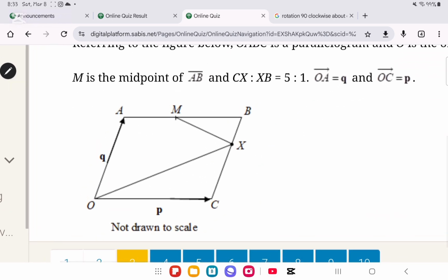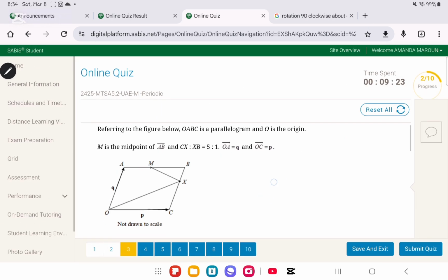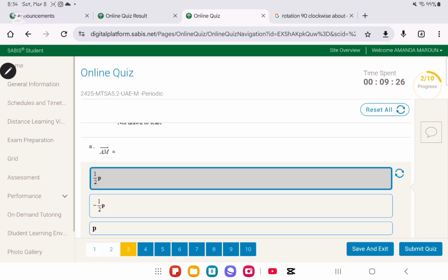The first thing they're asking us is to find the value of AM. Very simply, as you can see, we know that AM is half of AB. So before we find AM, we need to find AB. To find AB, we know it's this line, which is parallel to OC, and OC is equal to P. That means AB is going to be equal to P. So very simply, AM, which is half of AB, is going to be half of P. And just like that, you find your answer to be half of P.